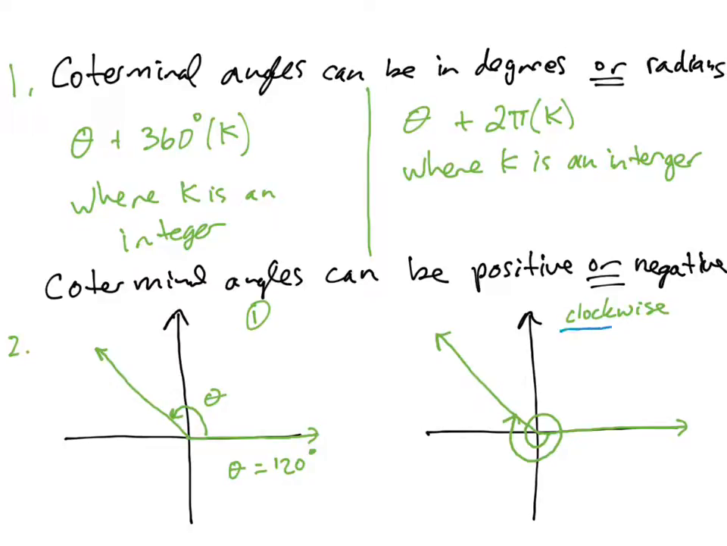So because we're going in the opposite direction, in a clockwise direction, we're going to subtract 360. So we're going to say theta, let's call this theta 2, is 120 degrees minus 360 degrees. That'll give us negative 240 degrees. So the moral of the story is, to find a coterminal angle, we're either going to add or subtract copies of 360, or we're going to add or subtract copies of 2 pi.